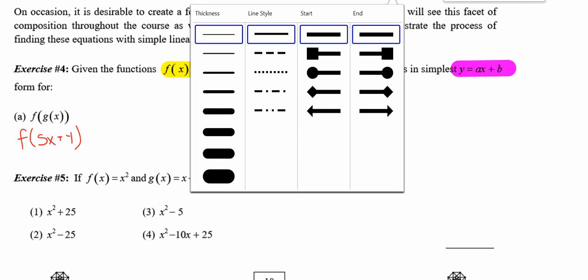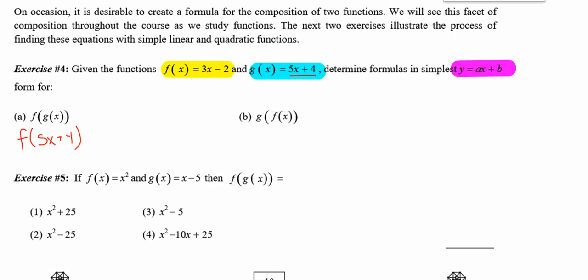And my goal now is to find out what is the entire thing of f of g of x. So now my input value is the entire 5x plus 4, which is kind of large, but it'll work. So we're going to plug in 5x plus 4 everywhere we see an x in our f of x function. So we'll have 3 times 5x plus 4. And then don't forget that minus 2 on the outside. Sometimes we forget that we subtract something.